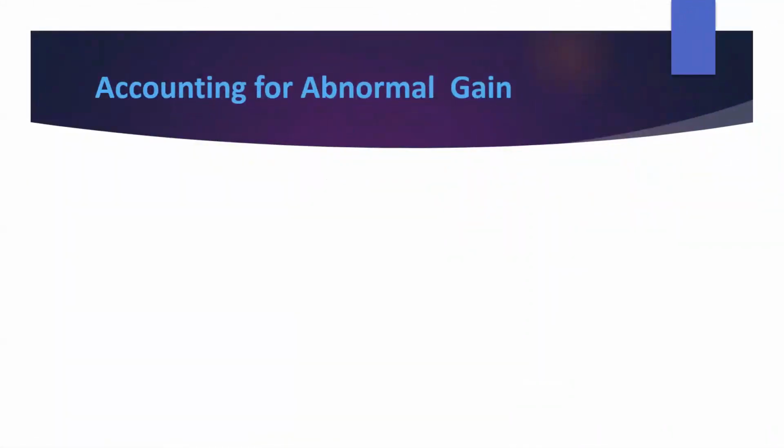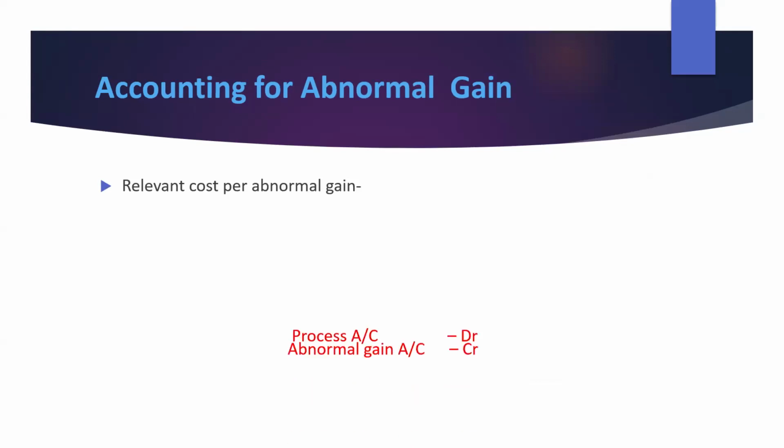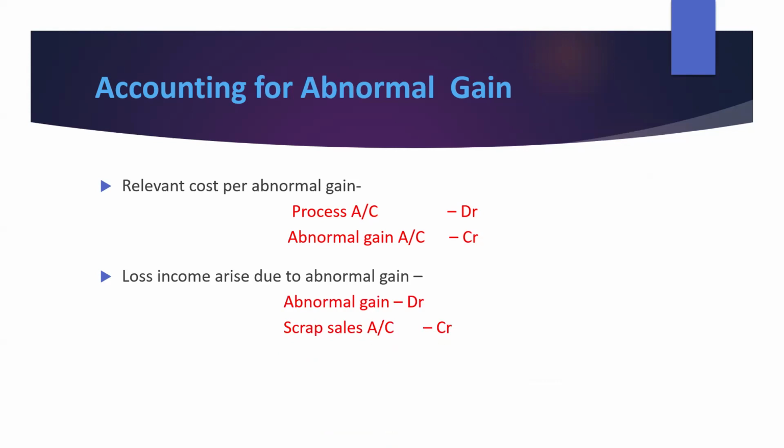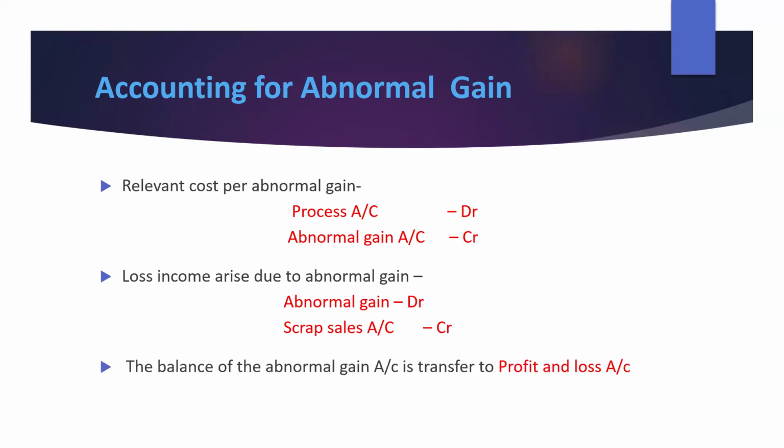So let's see how we are going to account for abnormal gain. The relevant cost per abnormal gain is debited to the process account and credited to the abnormal gain account. Then the loss of income arising due to abnormal gain is debited to the abnormal gain account and the scrap sales value will be credited to the sales account. Then the balance of the abnormal gain is transferred to the profit and loss account, the same as abnormal loss.